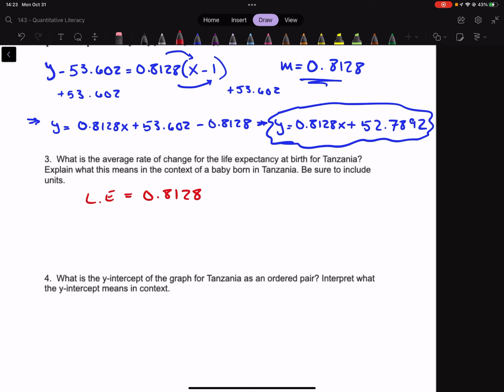in fact, we're actually going to bring in Google here and see what are the units for life expectancy. And the units for life expectancy are going to be, the unit of measure is years, but it shouldn't be years per year. The thing about average rate of change is there's going to be something per something else. So maybe we can say, how should we express this?